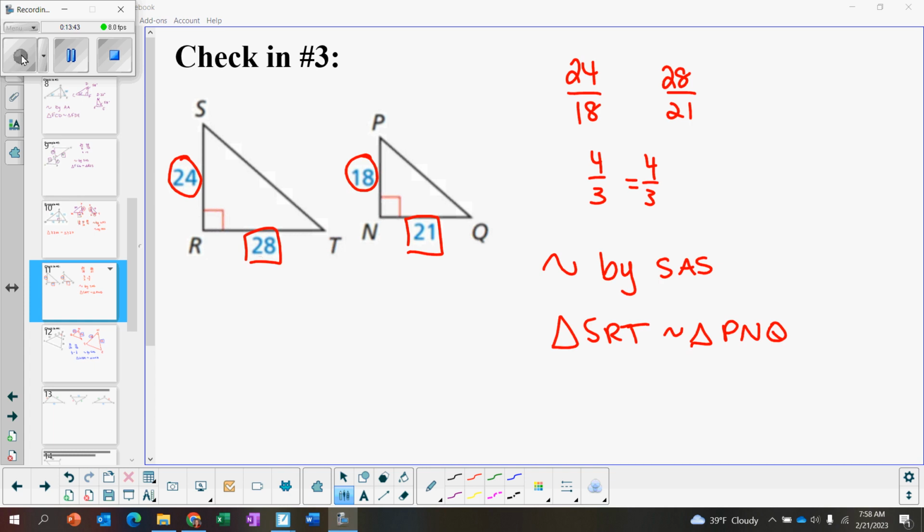All right, for check-in number 3, comparing big to big and small to small, both of them reduced to 4/3, or 3/4 if you had made the fractions the other way. So this is similar by SAS, and it's triangle SRT is similar to triangle PNQ.